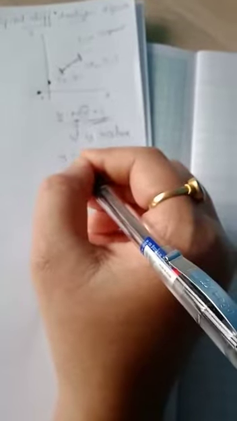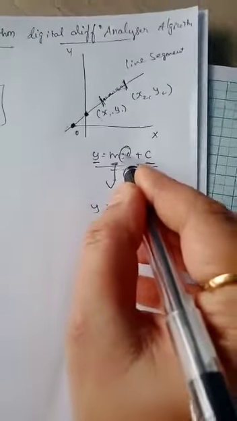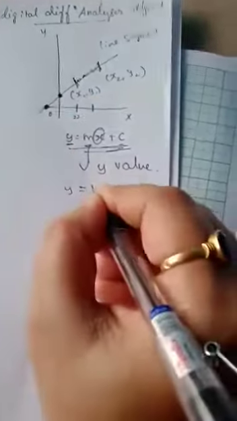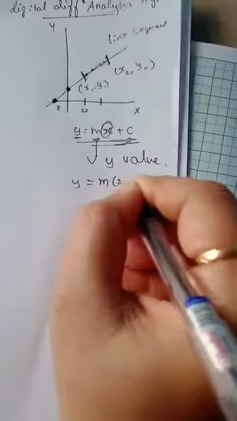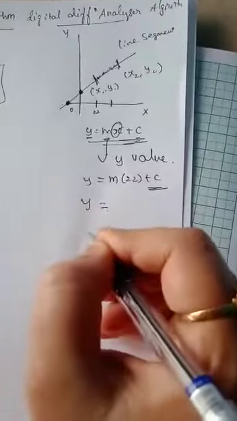So if the x value is 0, then you can find the y value. If you know the x value, then we can find out the y value. Here the x value may be 22. Then I substitute the m value, the x value 22 and the c value, and we will get the y value.